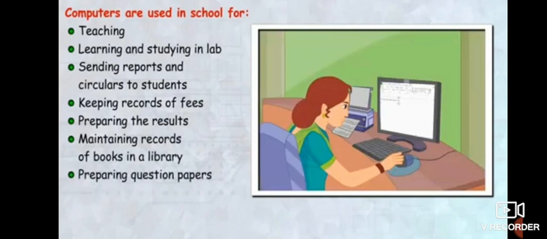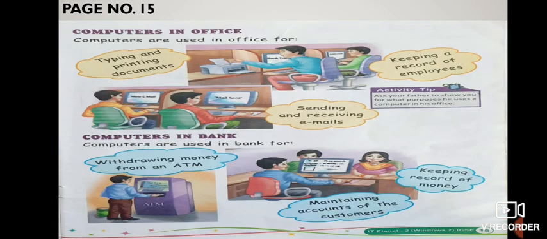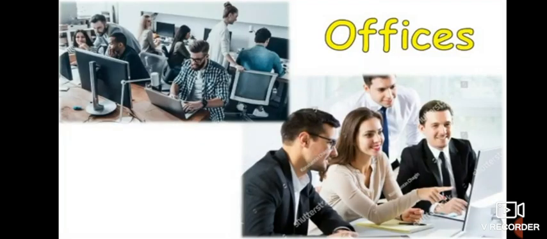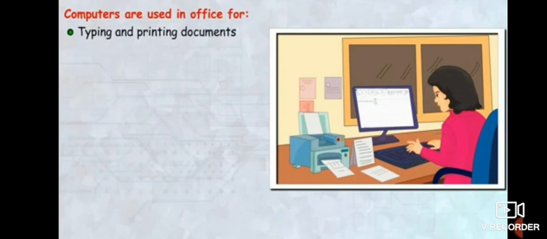All right. Next page is page number 15. Computers in office and computers in bank. First, let's have a look how computer is being used in the offices. All right, so let's start. First point is typing and printing document.